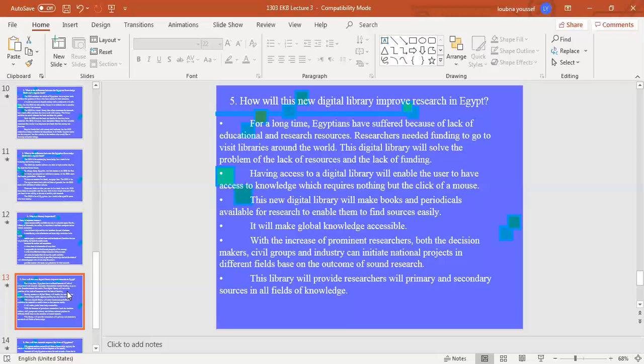Now, the digital library saves the person from going on such long journeys and paying a lot of money in order to conduct research. So, in the past, researchers needed funding, needed a lot of money to go to visit libraries around the world. This digital library will solve the problem of the lack of resources and the lack of funding. Now, another important point is this research will make global knowledge accessible. So it will make knowledge from all around the world available to Egyptians.